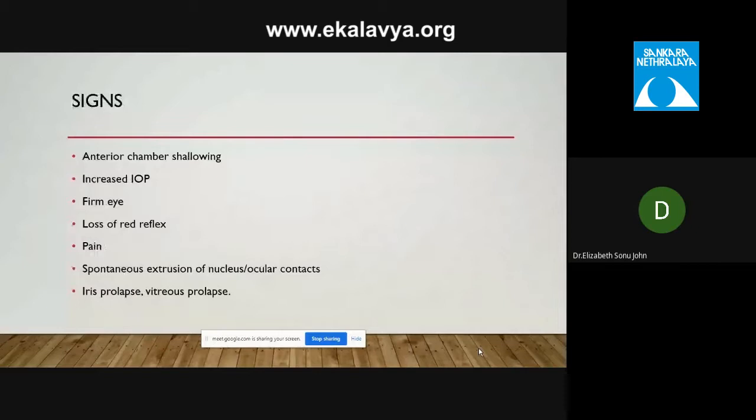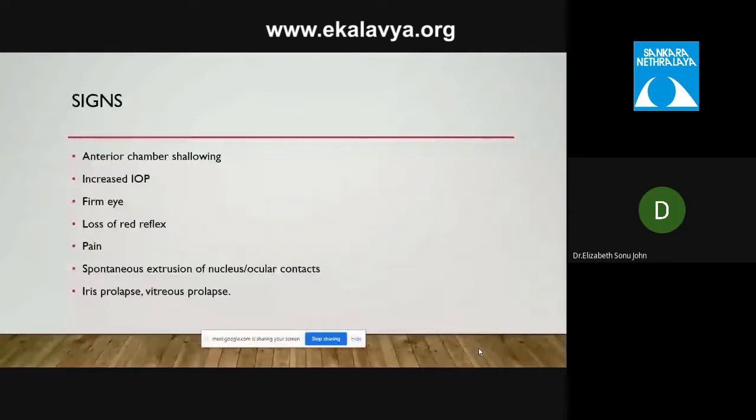So what are the signs? How will you know that expulsive is occurring? As you're operating, you suddenly see the anterior chamber shallowing, there is increased IOP, the eye becomes firm, and if the patient is straining, the iris prolapses if you have opened the section, or there could be a loss of the red reflex. You see a dark reflex. The patient complains of severe pain, and without any manipulation we can see the nucleus, vitreous, or ocular contents coming out. You're not using an instrument, but spontaneous extrusion happens.